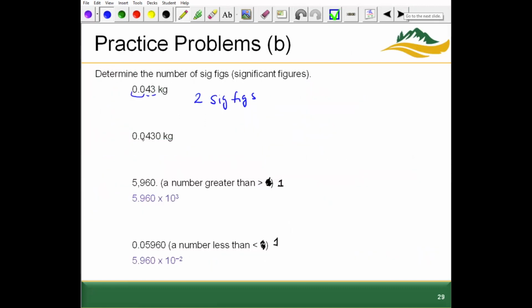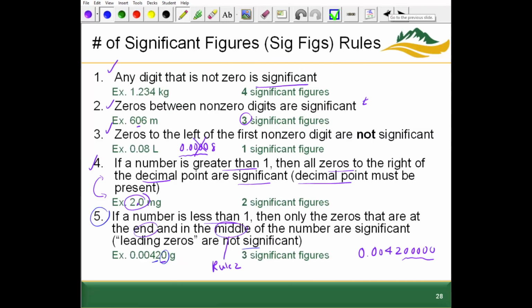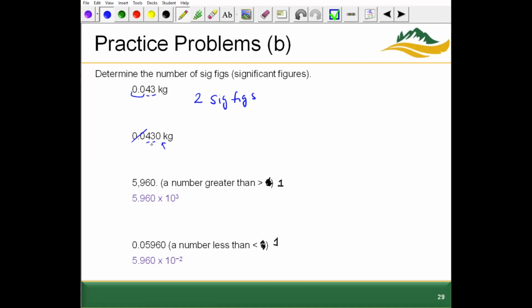So we would say that these again are not significant. These are. This one, based on rule number 5, comes at the end of numbers that are significant. So the 4 and the 3 are significant. This 0 does come at the end, meaning this is 3 sig figs.